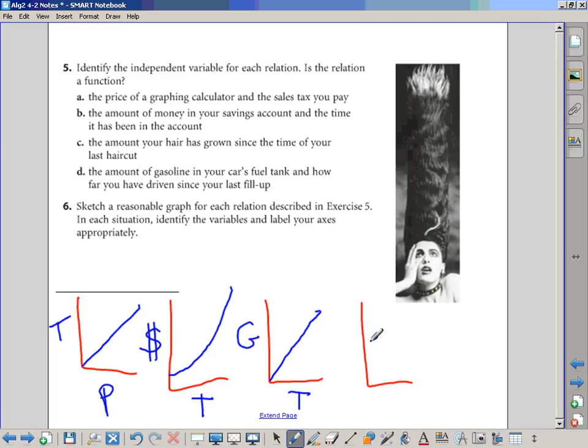The amount of gas in your car's tank and how far you've driven. This is going to be your distance, and this is going to be the volume. And if you filled it up, it's going to decrease in a linear fashion. So this is another function. Those are the graphs 4, 5, and 6.